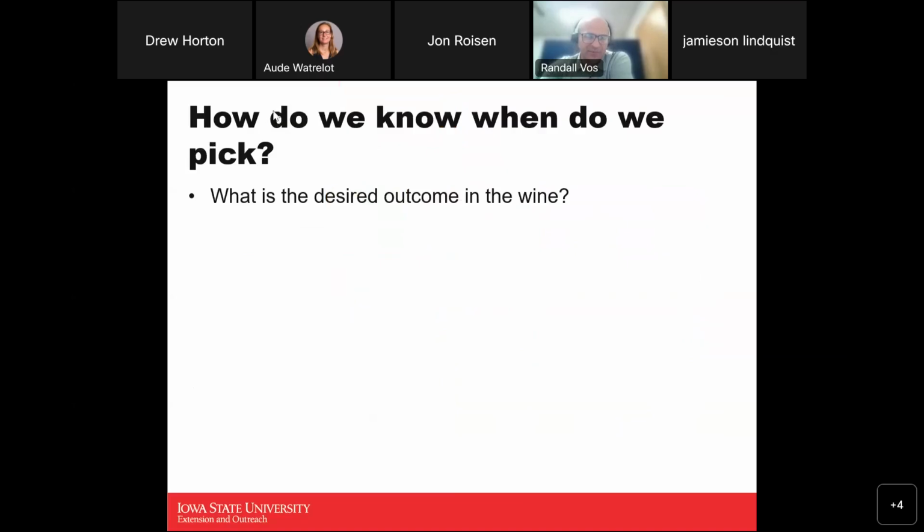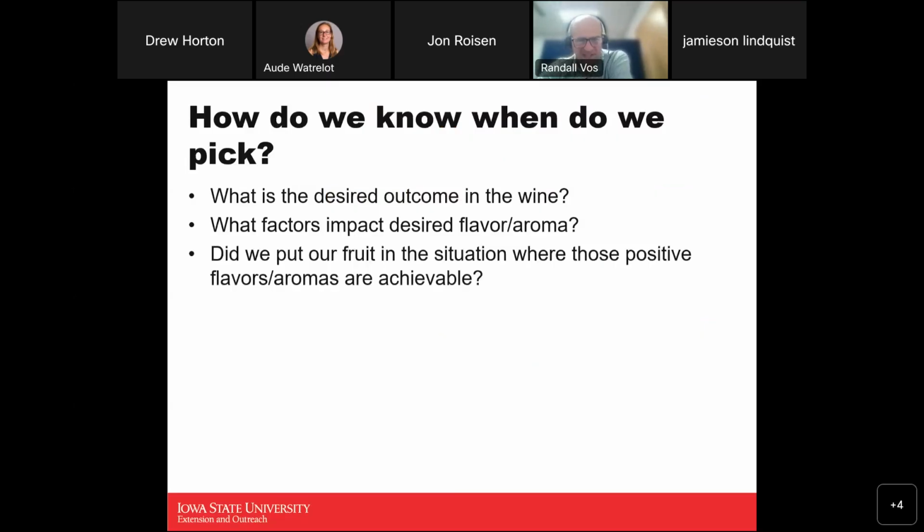So to kind of wrap things up here, how do we know when to pick or what canopy management to do? Again, I'd first ask, what's your desired outcome in that wine? What are you going to make from it? That should guide your canopy management and harvest decisions. And then what factors impact that? Is it time of harvest? Is it canopy management? And again, in some cases it might be both, as we saw in the graphs before this. And then the question is, did we even put our vines in the situation where they can achieve that?